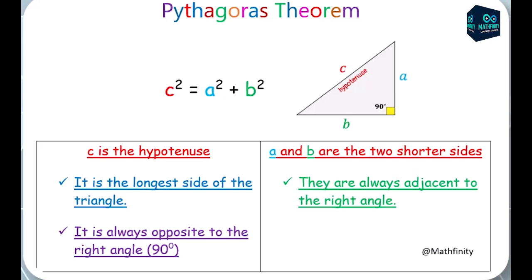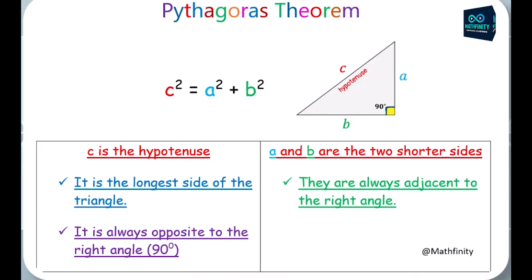Hello guys, today I am going to explain Pythagoras theorem. Pythagoras theorem we can apply only on a right angle triangle. What is a right angle triangle? One angle must be equal to 90 degrees. That triangle is called a right angle triangle.